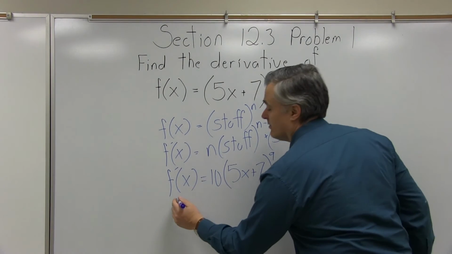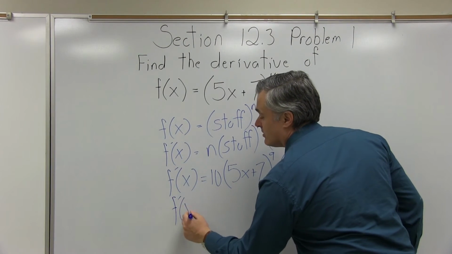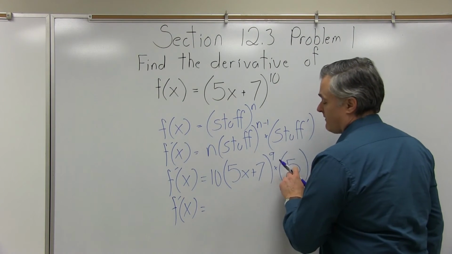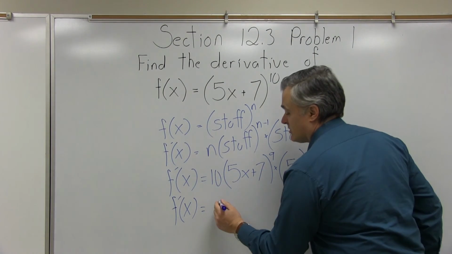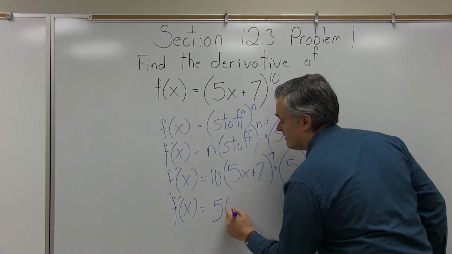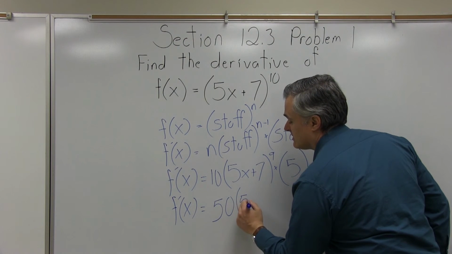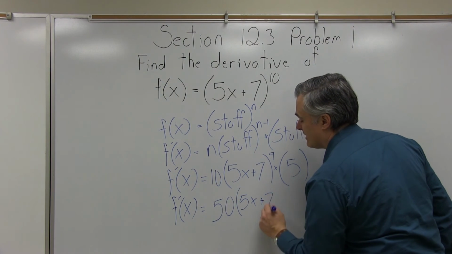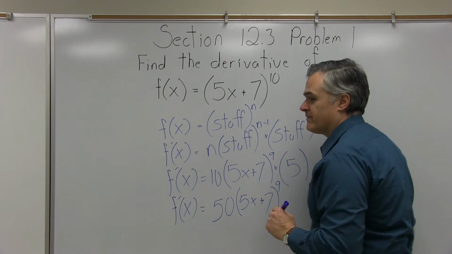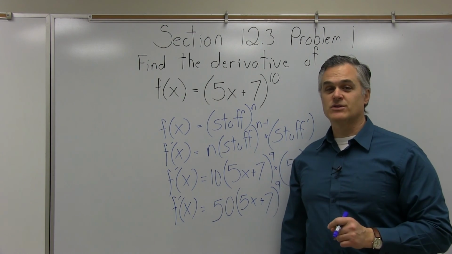Now, if you want to simplify it, you can multiply the 10 and the 5. You don't really have to, but if you like, you could say f prime of x, the 5 and the 10 are being multiplied, so you'd have 50 times, in parentheses, 5x plus 7 to the 9th power. And that's a simplified version of the answer.